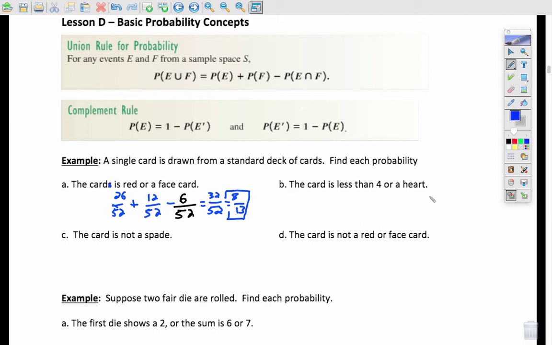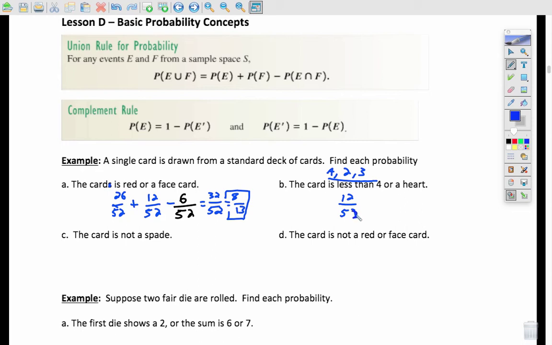Okay, so let's do another union rule one here in part B. The card is less than 4 or it's a heart. Okay, well, less than 4. That means it is an ace, a 2, or a 3. And if there are 4 of each of those in the deck, well, then you have 12 cards that are going to be less than a 4. 12 out of the 52 that are less than a 4.